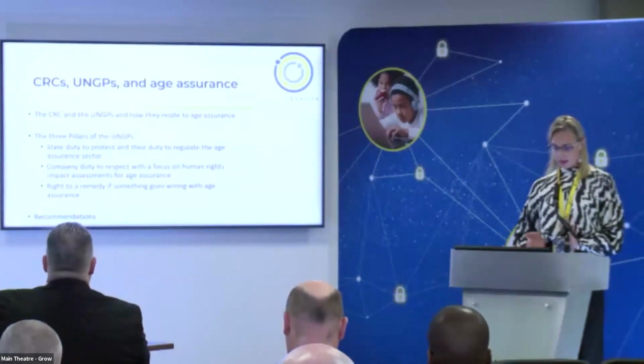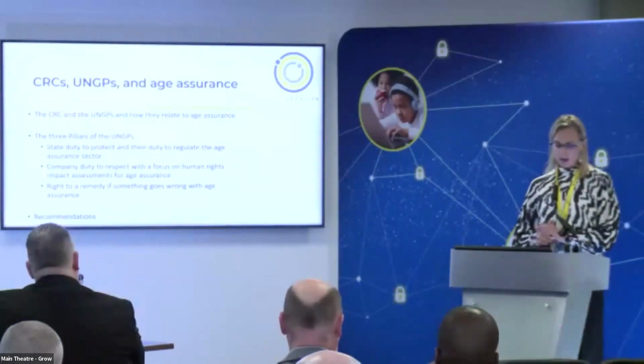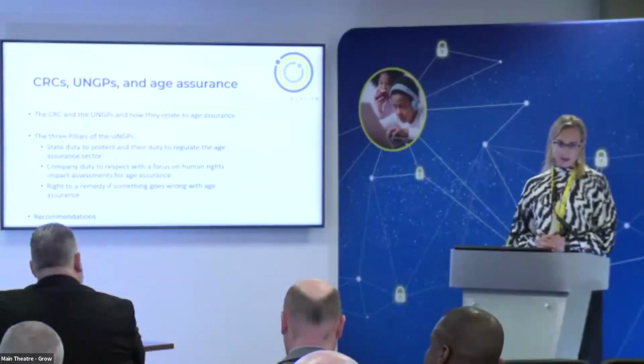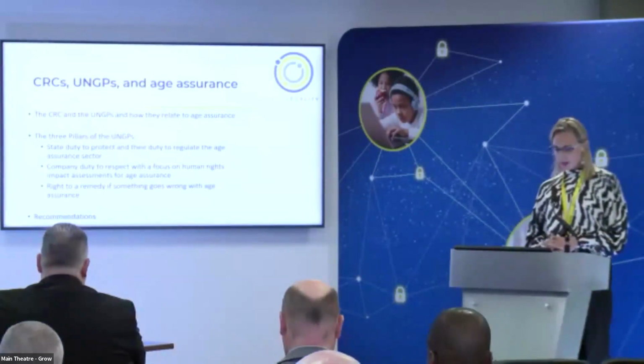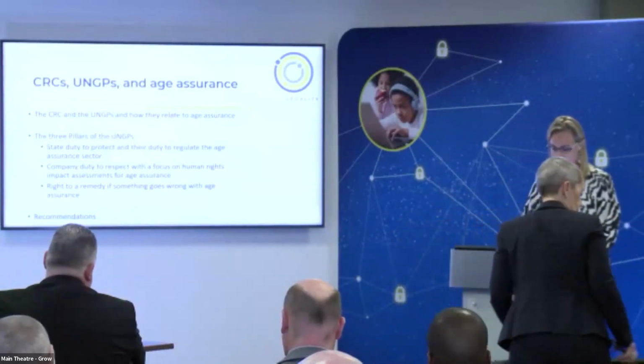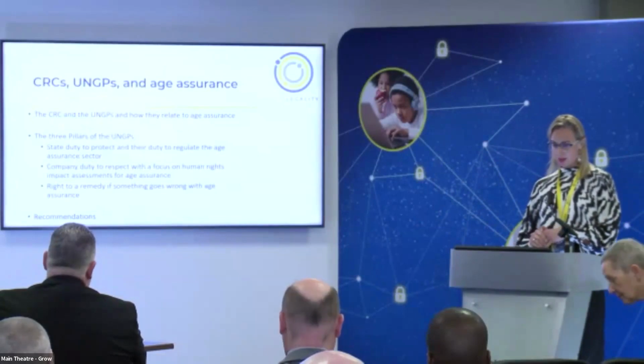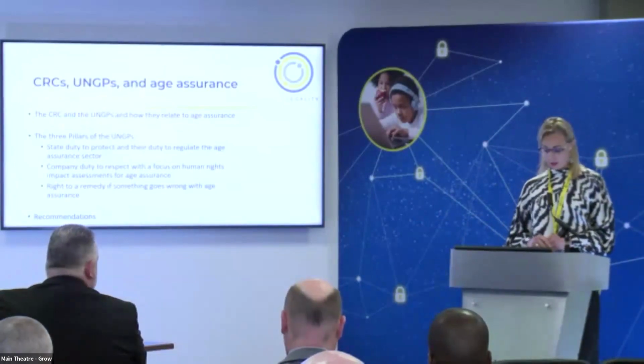So this is a kind of roadmap of my presentation today. We're going to walk through the CRC, which is the Convention on the Rights of the Child, the UNGPs, which is the UN Guiding Principles on Business and Human Rights, which have 3 pillars, and then I'll make some recommendations for different stakeholders in the age assurance space.